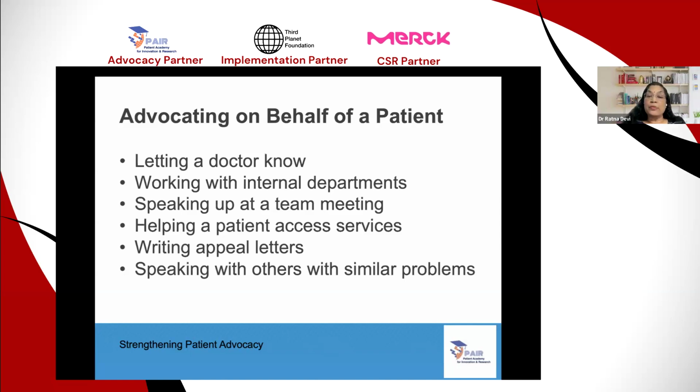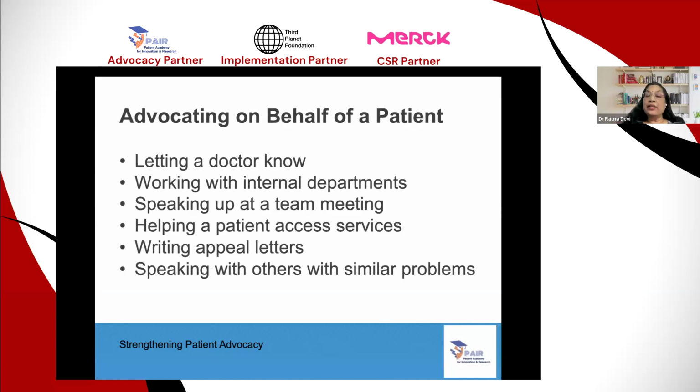Then you could also speak up at a team meeting where there are like-minded people and questions are being asked about a certain topic. And if there is an opportunity, you could raise your hand and speak. Helping patient access services. So in a hospital setting or in a healthcare setting where there are problems or challenges for patients to access services, you could help by raising your voice or asking questions so that access to those services becomes easier.